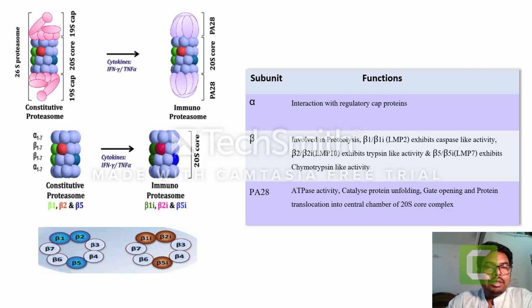Now, if you see the core component, it is comprised of 4 rings. 2 rings made up of alpha subunits, alpha rings, one at the top and the other at the bottom, while 2 rings made up of beta subunits, beta rings, at the center. Each ring is comprised of 7 subunits. The alpha ring contains 7 subunits, similarly the beta rings contain 7 subunits.